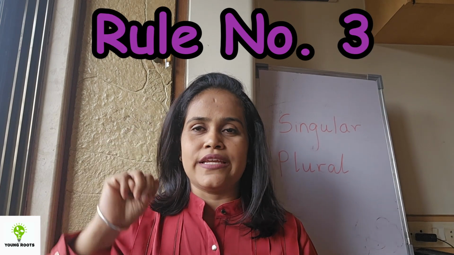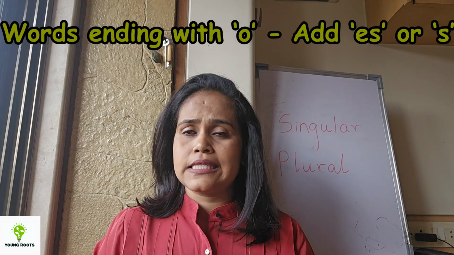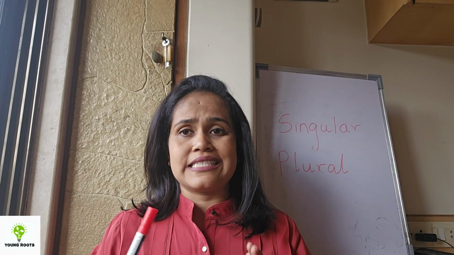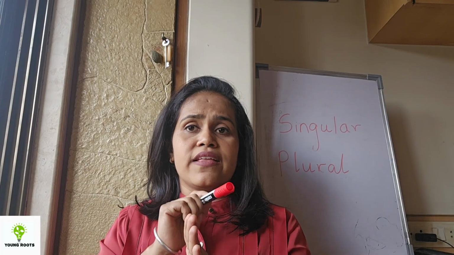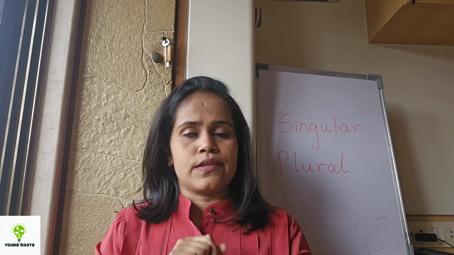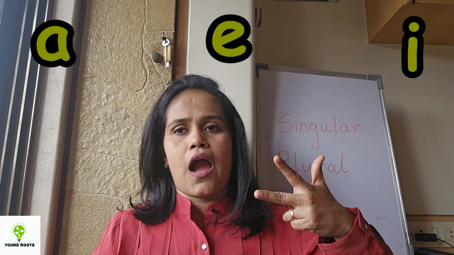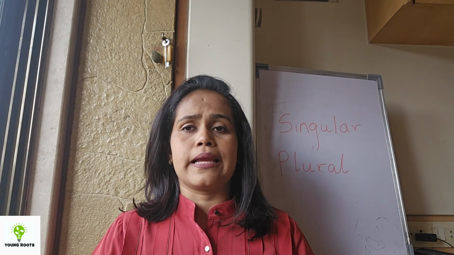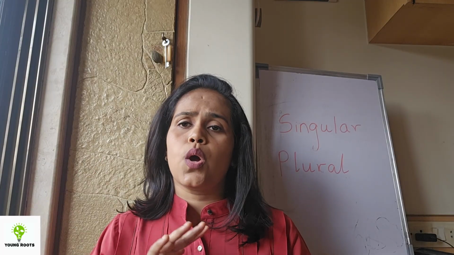Rule number 3. Words ending with O. Add a S or a ES. So whenever the words are ending with O, you have to see what is the word before the O, whether it's a consonant or a vowel. So first revise what are vowels. Vowels are A, E, I, O, U are your vowels. And what are consonants? The remaining ones like B, C, D, F, G, H. The remaining ones are your consonants.